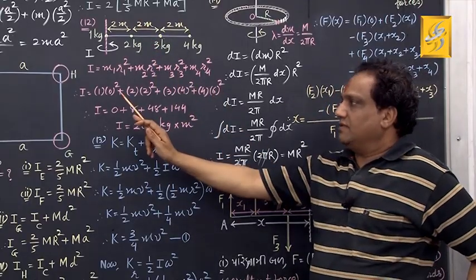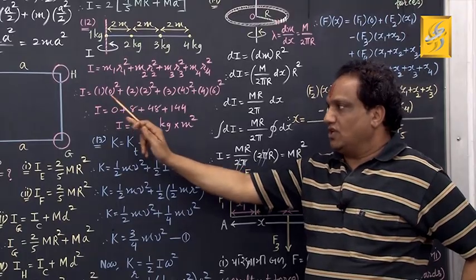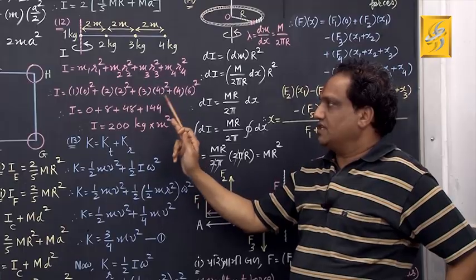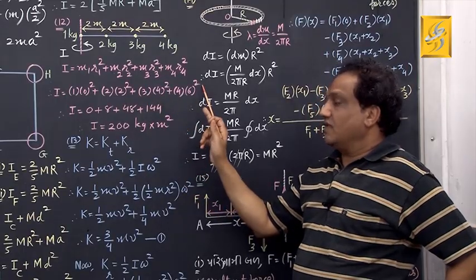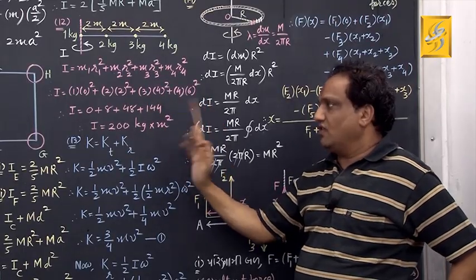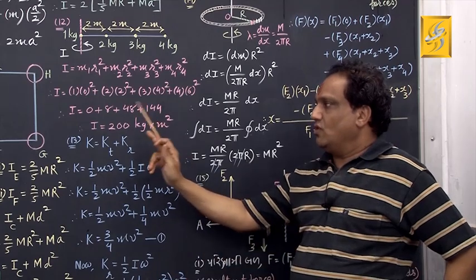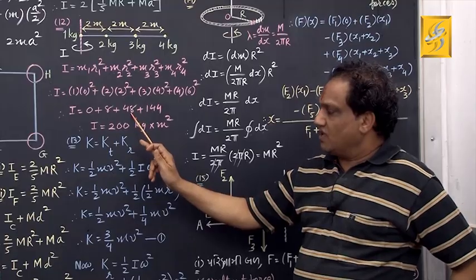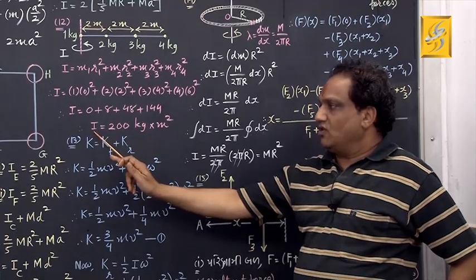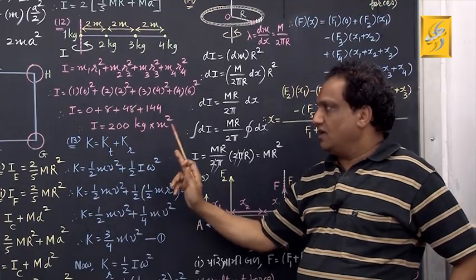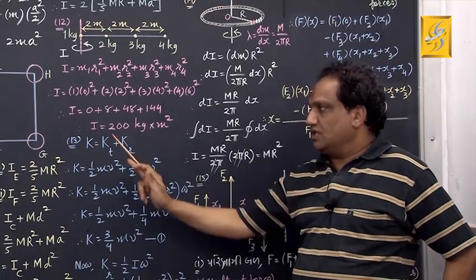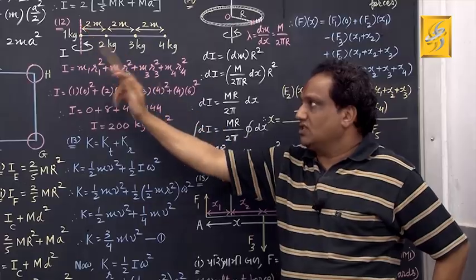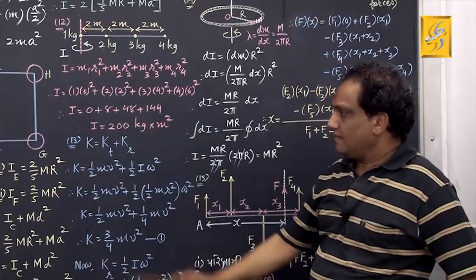And now tell me, this is 0 square is 0 into 1 is 0, 2 square is 4, 4 2s are 8, 4 square is 16, 3s are 48, 6 square is 36, 4s are 144. 144 plus 8, so it is 152 plus 48 will be 200. SI unit of moment of inertia is kilogram into meter square. Okay, so this gives you moment of inertia of this given system about this given axis of rotation.